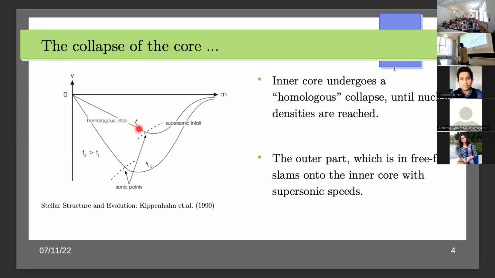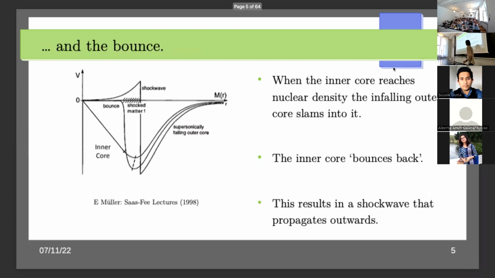So when the inner part of the core reaches nuclear densities, the infall just stops, and the outer part of the core slams into the inner part of the core. The result is that there is a bounce. Just as if we take a heavy object and it hits a rigid object, it will bounce back, creating a shock wave. And that is exactly what happens. We have a loud bang, and that is called a shock wave.